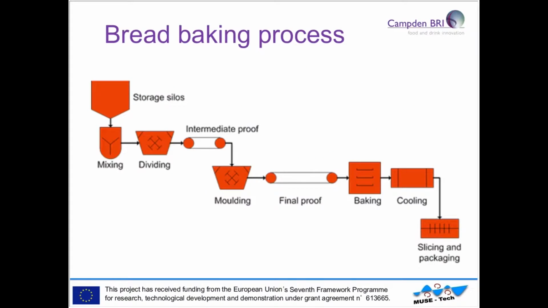For those who are not familiar with bread baking processes, this is a schematic. We have a batch mixing operation at the start, and then that feeds dough pieces through several other continuous stages. MUSE-Tech works within the framework of process analytical technology, which identifies a few particular terms, one of which is critical quality attributes. So these are properties of the raw materials of the product that you're seeking to control.